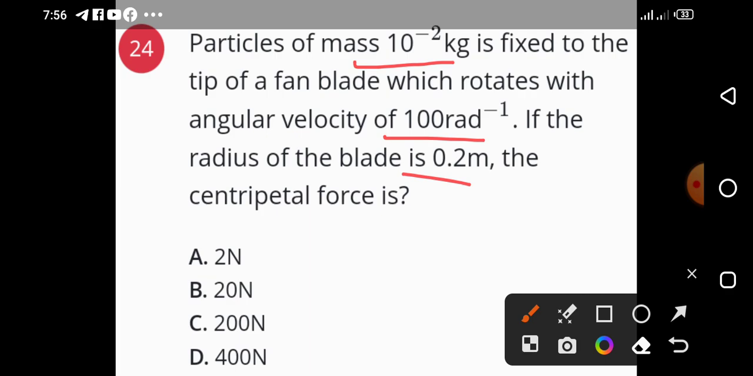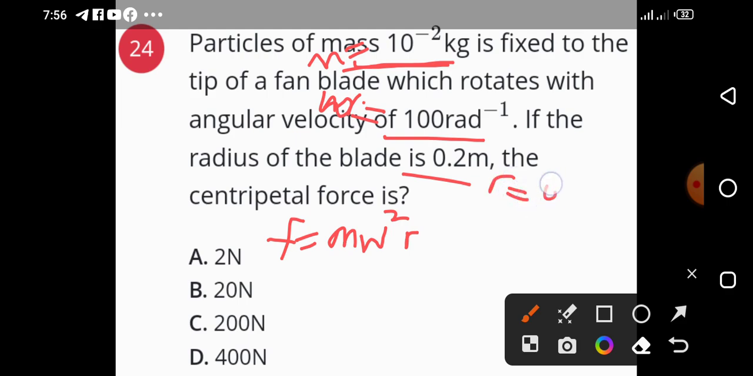So in this question, you are to find the centrifugal force, whose formula is F equals mass times angular velocity squared times R. So you can see the mass M is given as 10 to the power negative 2 kg. Then the angular velocity, this W, is 100 rad/s. Then the radius R is 0.2.